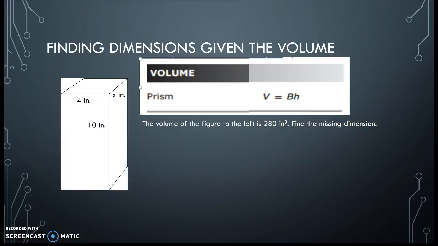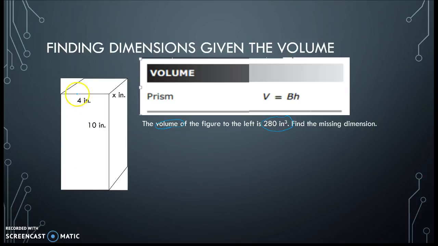So now that we know how to find the volume, let's work backwards. This problem says the volume of the figure is 280 inches cubed. Find the missing dimension. Most of the time with this type of problem, you're going to have to find the height. This one's a little different because we're finding the width, right? But most of the time, the next problem we're going to do is to find the height, and that's what you would see most frequently.